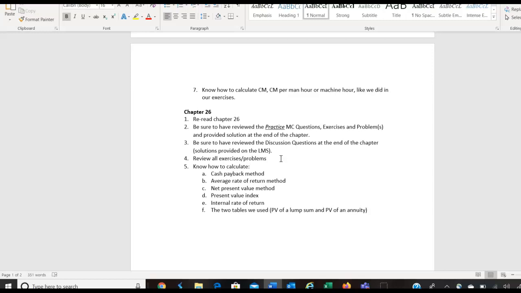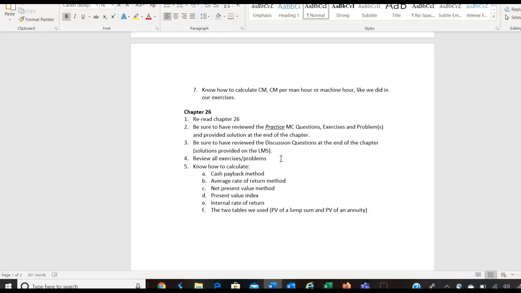One thing I should tell you, all annuity tables, all of them, whether it's the present value of $1, the lump sum, or the present value of an annuity, will be provided to you in the exam. So you don't need to have another sheet, you don't have to bring your tables, you don't have to bring your book. All of that will be provided to you in the exam.